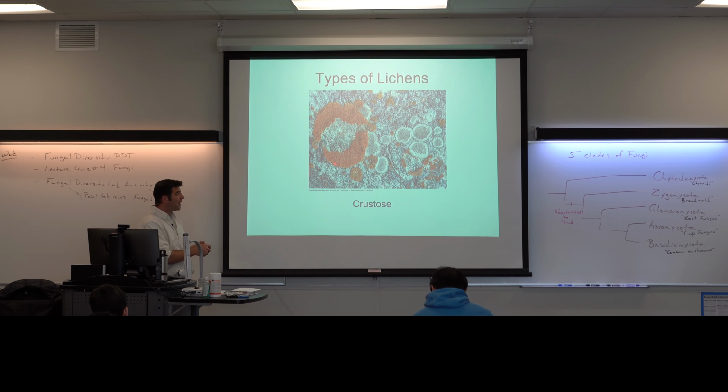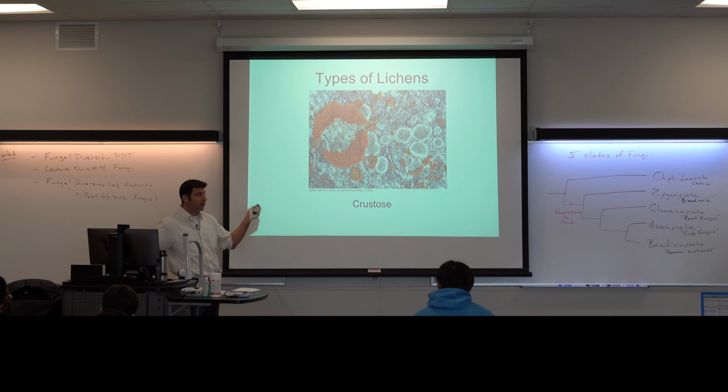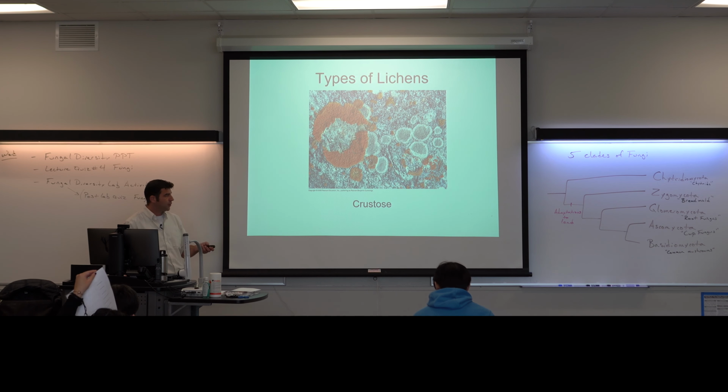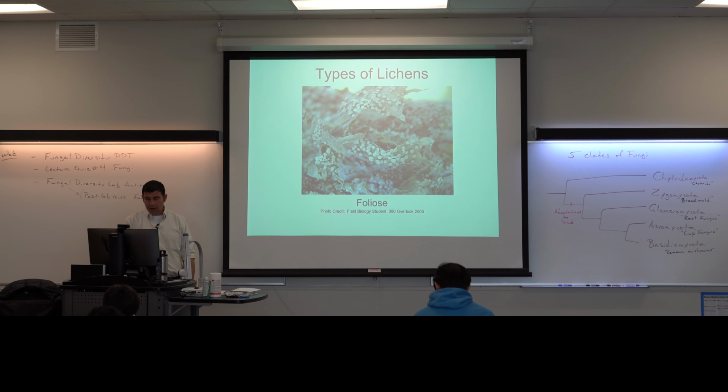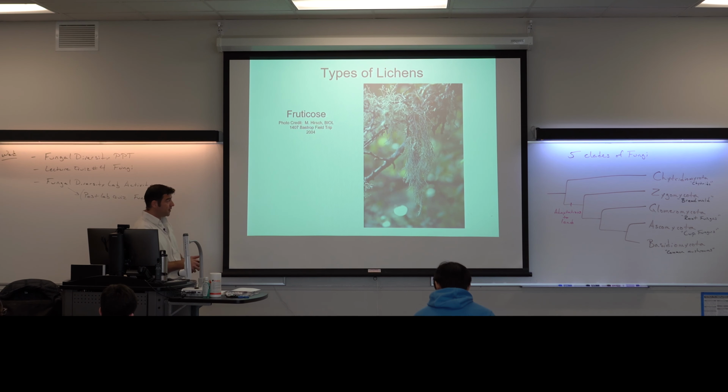The crustose lichen grows like a crust on the surface of the bark. It even grows on granite rocks, or you see it growing on tombstones as well. There is the foliose lichen, which is broad and leaf-like. And then there is the bushy one. This is kind of a fuzzy picture there, but this is the fruticose lichen, the bushy one.